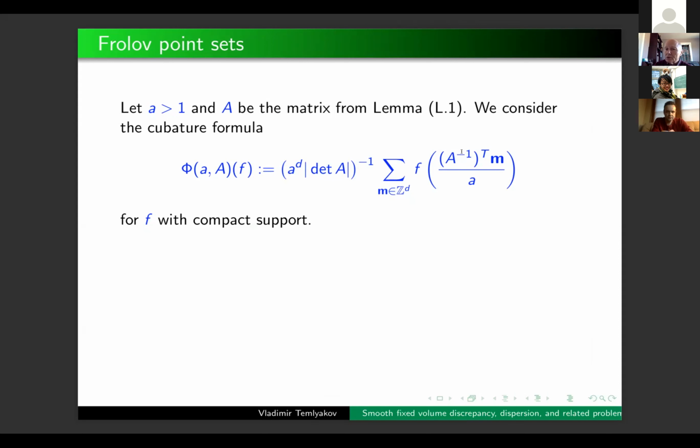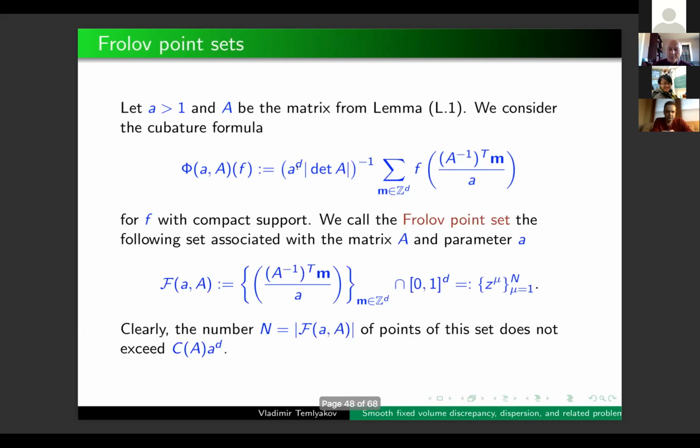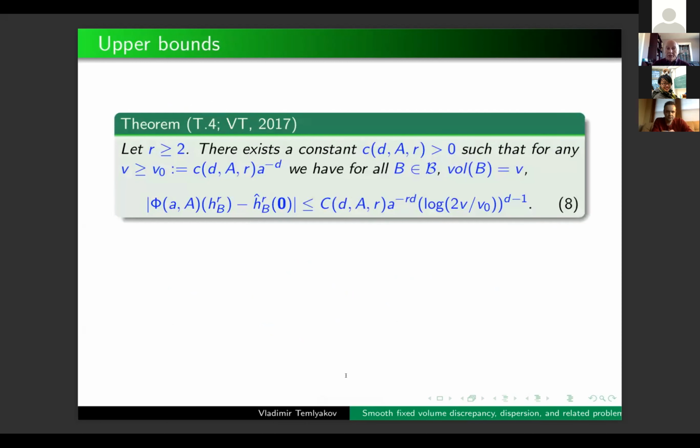But what is important here is that A is a fixed matrix, but a is a scaling parameter. So the bigger the a, and from here you understand that if a grows, the number of points within the unit cube, these kinds of points, will be of order a to the d, just to understand for later results. And now we define this set intersected with [0,1]^d. As I already said, the cardinality n will be of this order, a to the d.